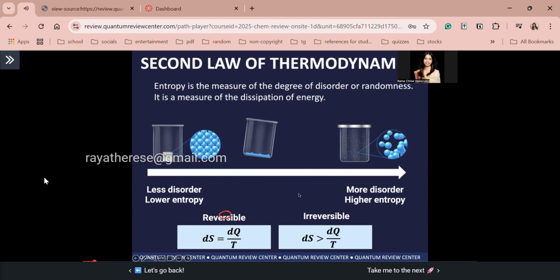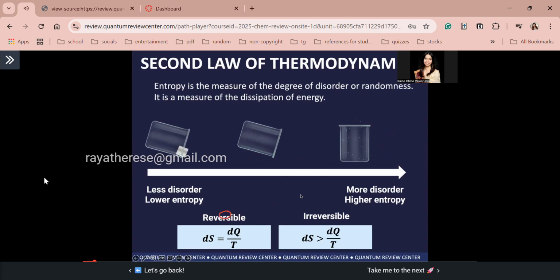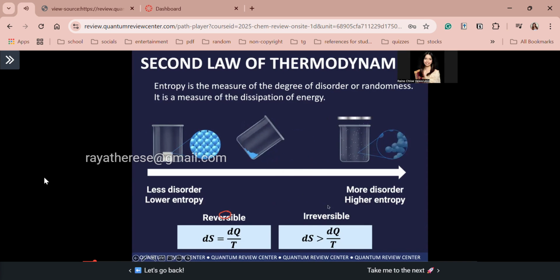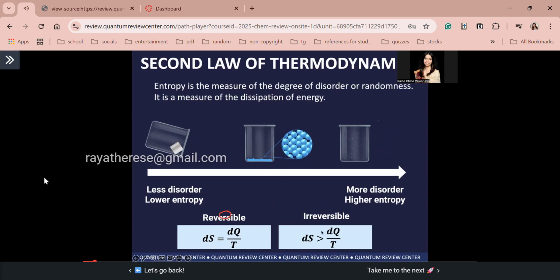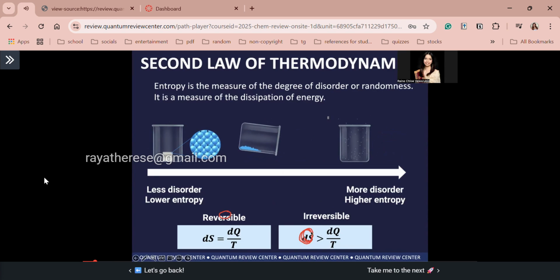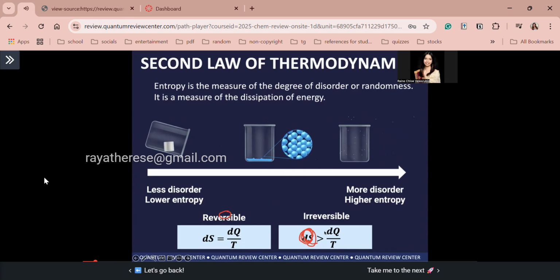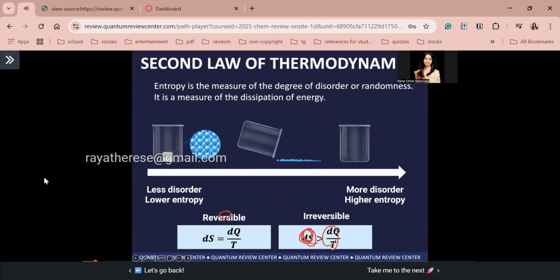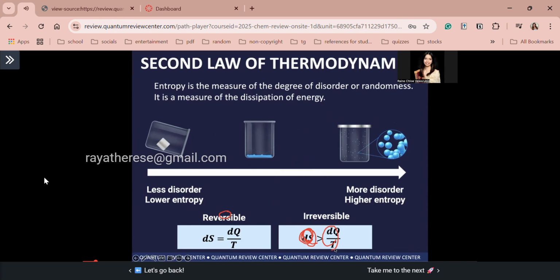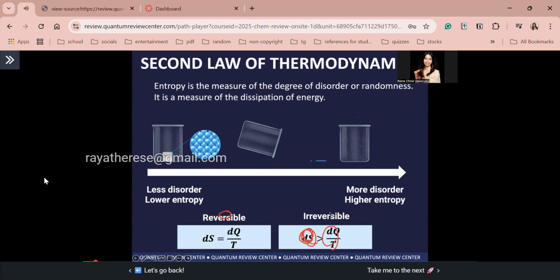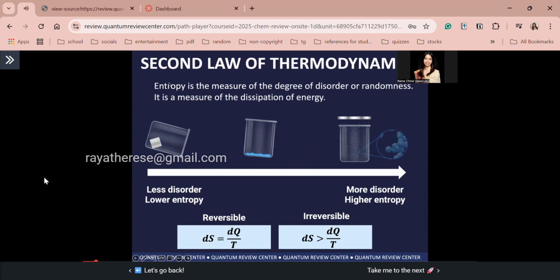So a good illustration of this, guys, is the phase transition of ice. As you can see here. Meanwhile, guys, for an irreversible process, entropy increases. It is greater than dq over T. Again, dq over T represents heat divided by temperature. So remember these equations, guys.